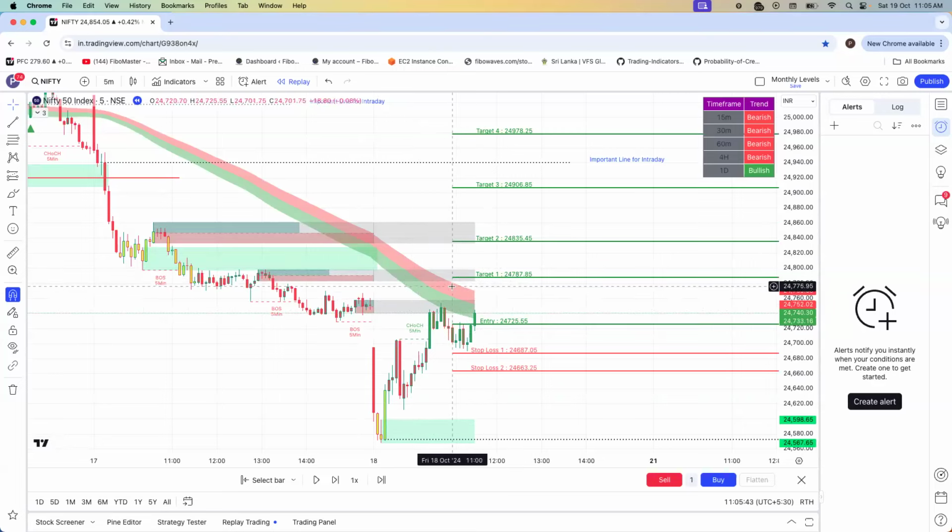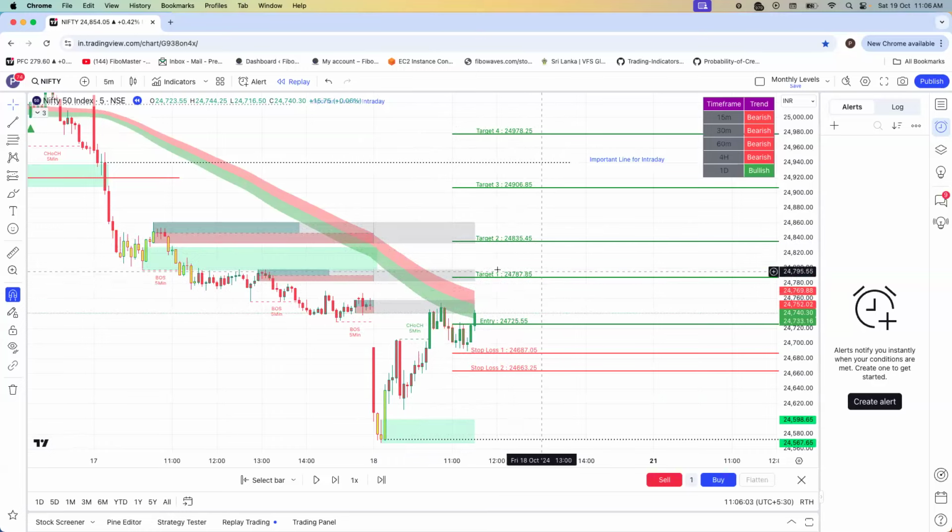When that particular thing happens, and you find an entry is triggered like this, when the cloud red is on the top and green is on the bottom, your entry is here. Your target is only this. You should not expect more targets. You should not expect more than 2, 4, 8, 3, 5.